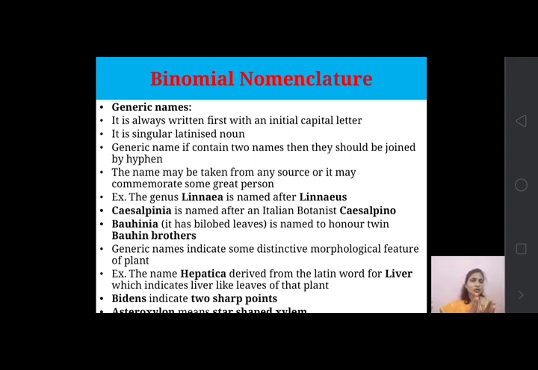So the name of this plant comes from twin brothers, the Bauhin brothers, and this leaf is also a twin-like structure, with two lobes joined to each other. So this plant gets its name in honor of these brothers. This generic name also indicates some distinctive morphological features. So this is an example of how plants get their names in honor of various persons.